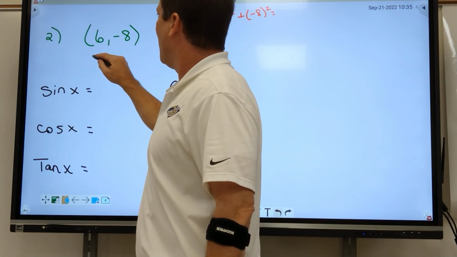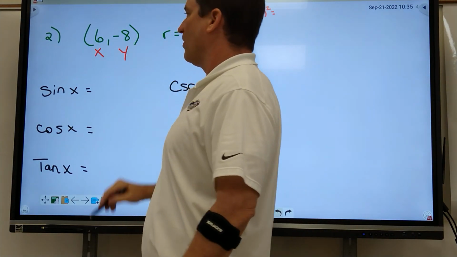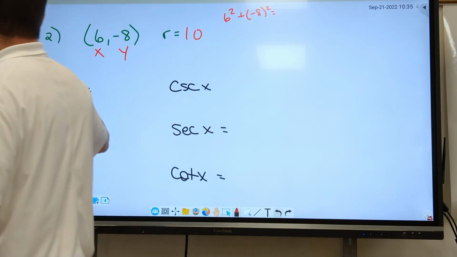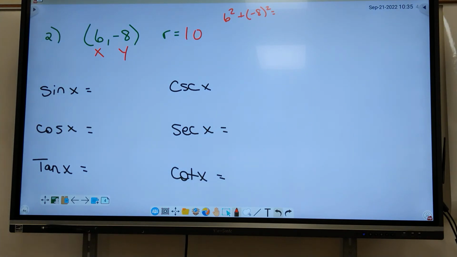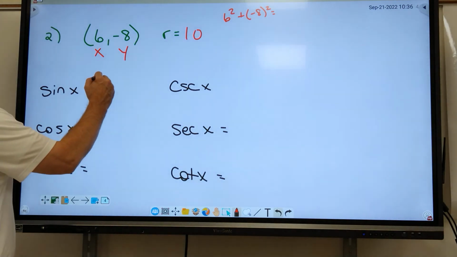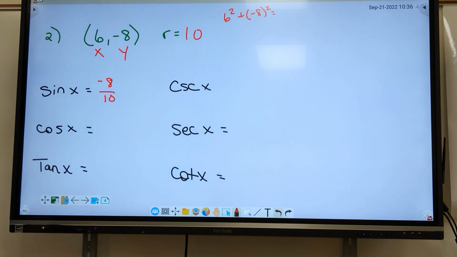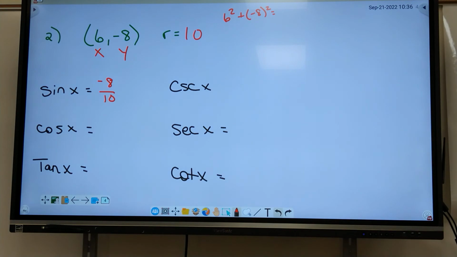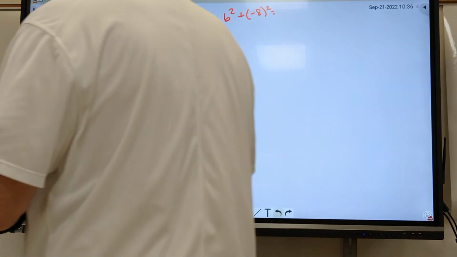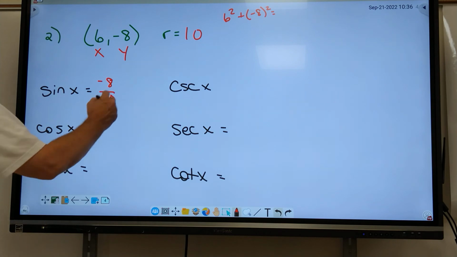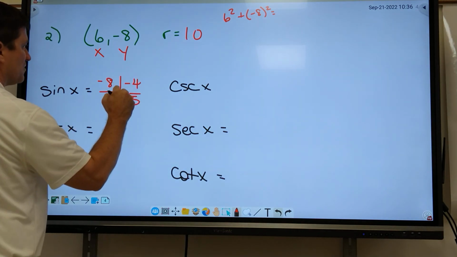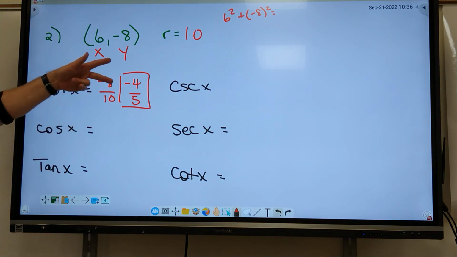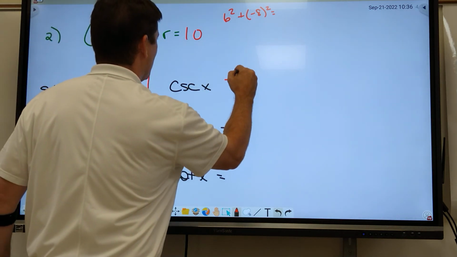So I got my x, I got my y, and I got my radius. So now y'all can find all 6 answers. I'm going to get you started. All right, let's do sine. Sine is y over r. What's that going to be? -8 over 10. All right, but if you can reduce it, you have to reduce it. So put it in your calculator. -8 over 10 is 4 over 5. -4 over 5 is my answer. Everybody good? Now we can go ahead and flip that, right? And my answer for cosecant is -5 over 4.